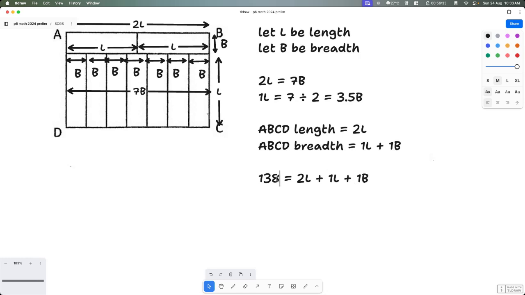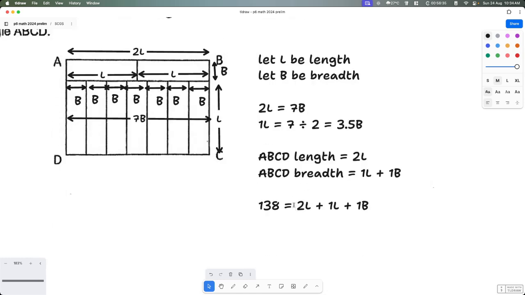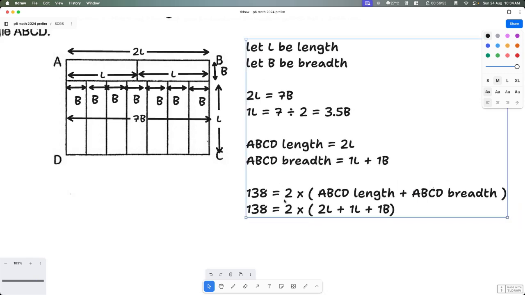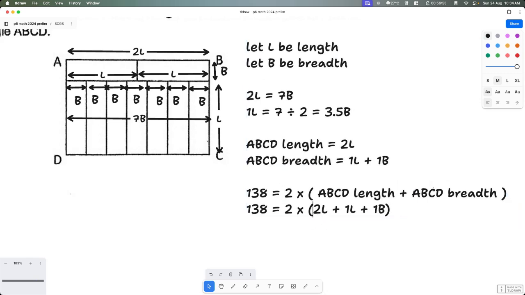So 138 is the perimeter. That means it's basically 2 times bracket length plus breadth. Pretty straightforward. So if I put this down, 138 is equal to 2 times ABCD length plus ABCD breadth. Nothing new, it's just a simple formula. So 2L plus 1B, then we can break this down even further. This will be 3L plus 1B.